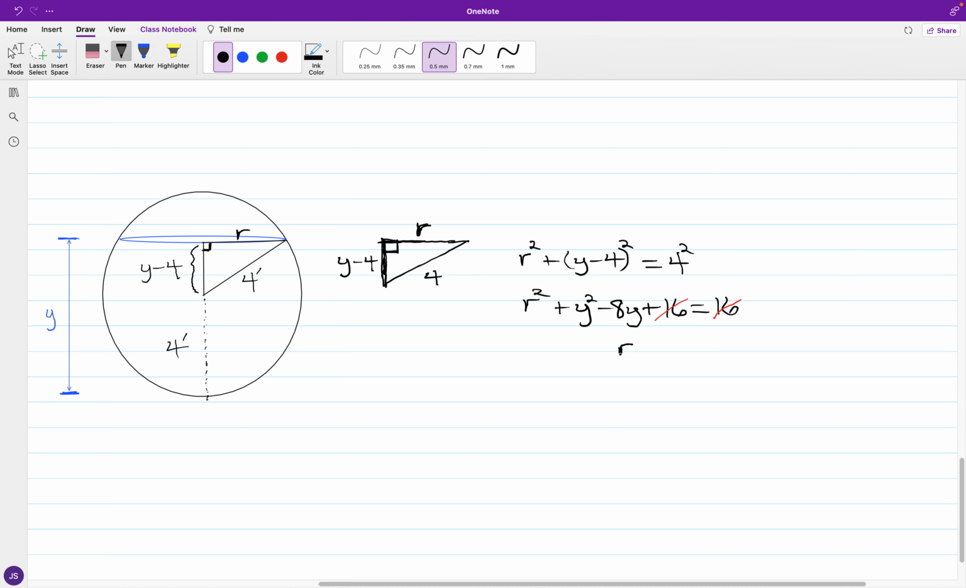And so the 16s cancel out, and upon isolating r squared, I can have this equal to 8y minus y squared. Utilizing the square root property of equality but keeping the positive half of this, since the radius is going to be a positive measure, this is going to be the positive square root of 8y minus y squared.